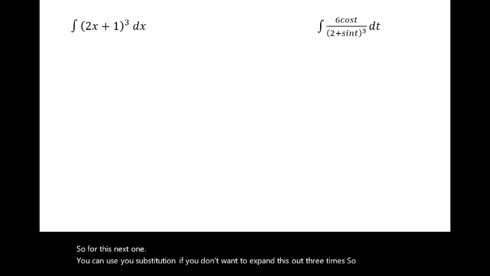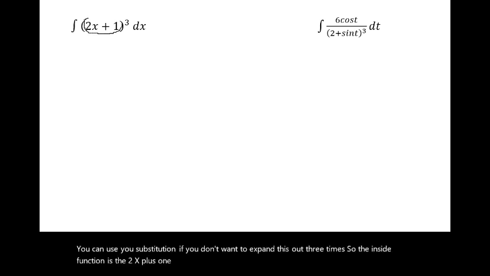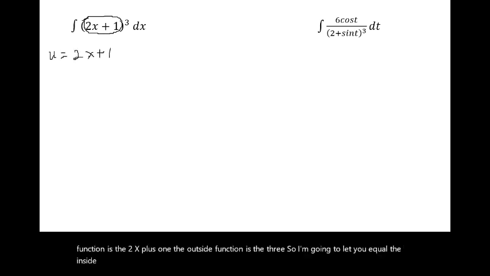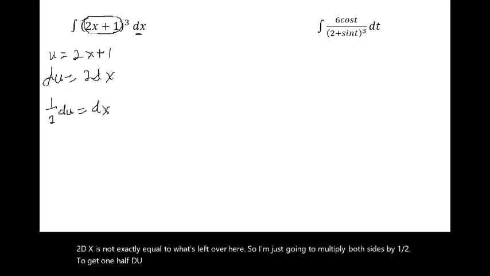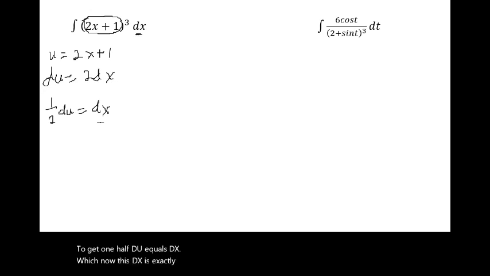So for this next one, you can use u-substitution if you don't want to expand this out 3 times. So the inside function is the 2x plus 1. The outside function is the power of 3. So I'm going to let u equal the inside function, 2x plus 1. So I'm going to take its derivative. du is equal to 2 dx. 2 dx is not exactly equal to what's left over here, so I'm just going to multiply both sides by 1/2 to get 1/2 du equals dx. Now this dx is exactly equal to what's left over, dx.